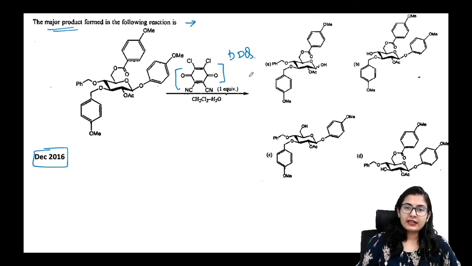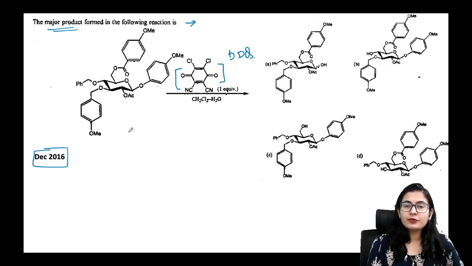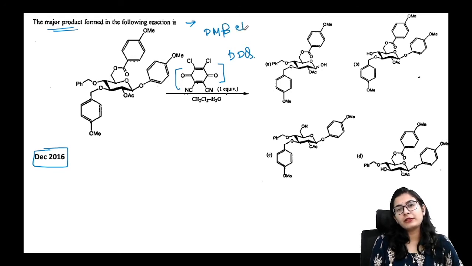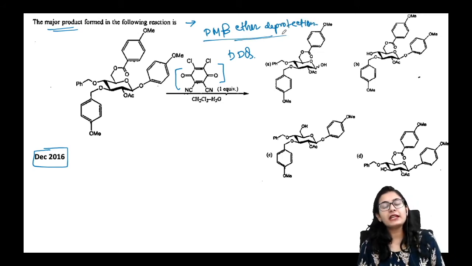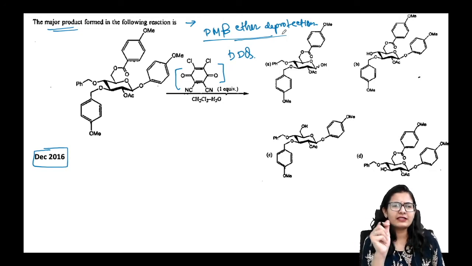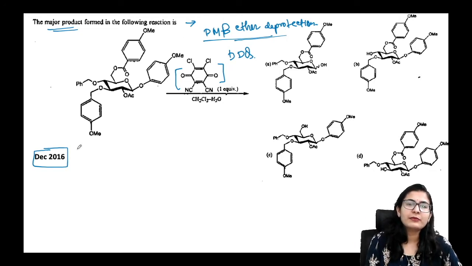Okay, right. How is it going to do the reaction? It is specifically used for paramethoxybenzyl deprotection. Paramethoxybenzyl ether deprotection. Okay, PMB ether deprotection. How does it do it? That's a very critical process to understand, but I just hope that I'm going to make you understand this.